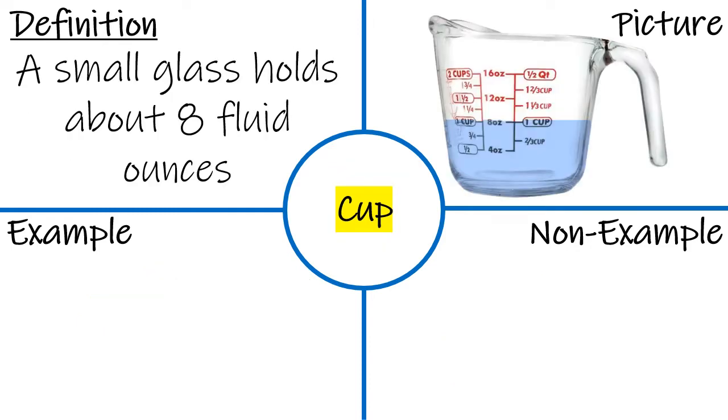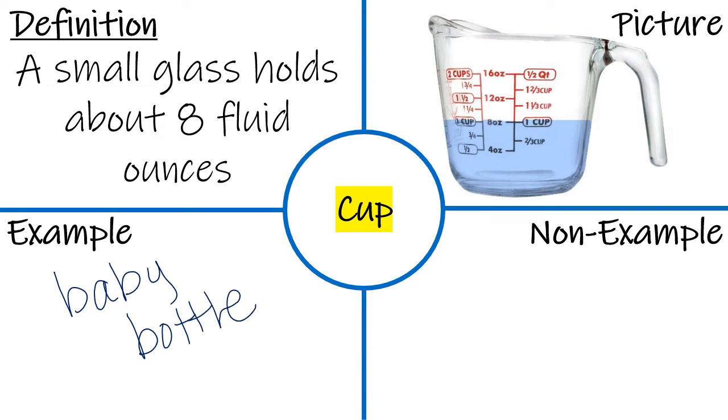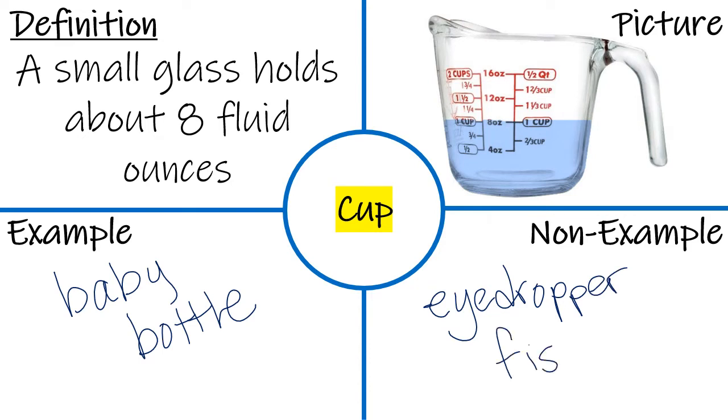Then we move up to cup. So a cup is equal to 8 fluid ounces. There's a picture of it there with that measuring cup. And when I think of a cup, I always think of a baby bottle. That usually holds 8 ounces. A non-example would be something that's either a lot larger or a lot smaller. So an eyedropper would not be an example of a cup because it's too small. Something else that might not be an example would be maybe a fish tank. That's too large.